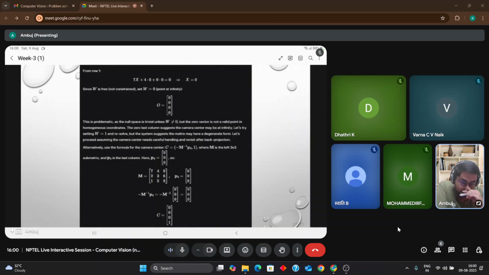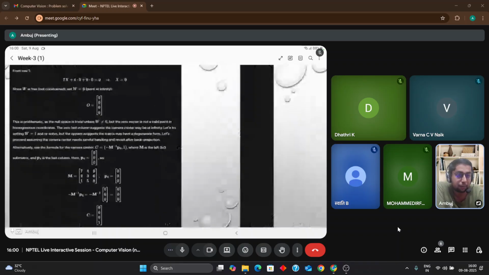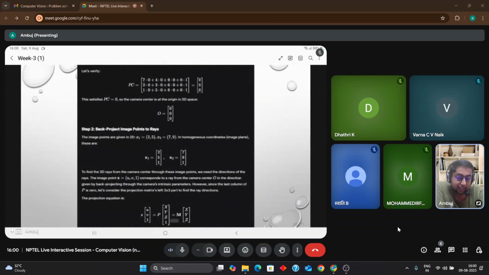You try to calculate C as negative of M inverse P4, comma 1. M is already given to you, you take P4 and try to solve, keeping W as 1. Then it still satisfies PC as 0. Still we are getting the same origin O as 0, 0, 0. Hence it satisfies that the origin would finally be at 0, 0, 0.